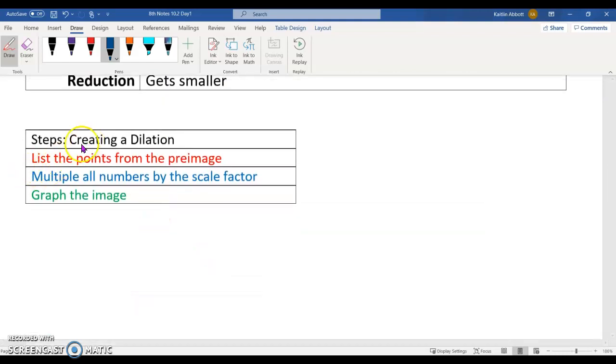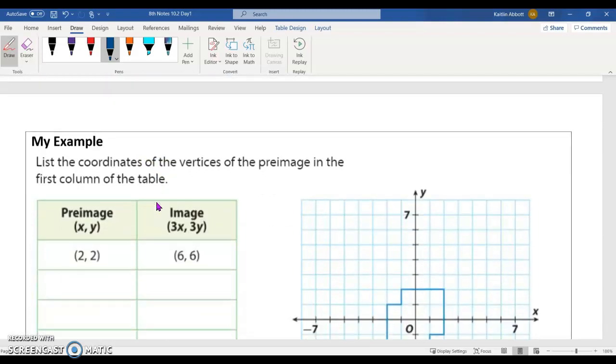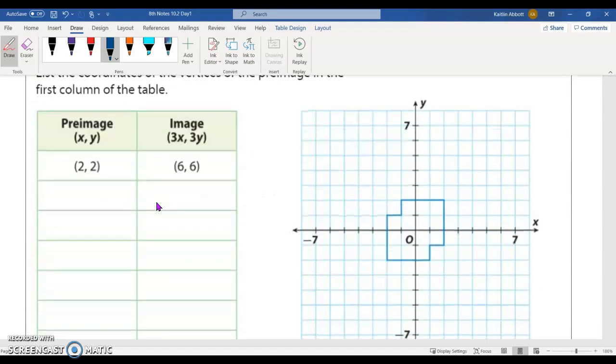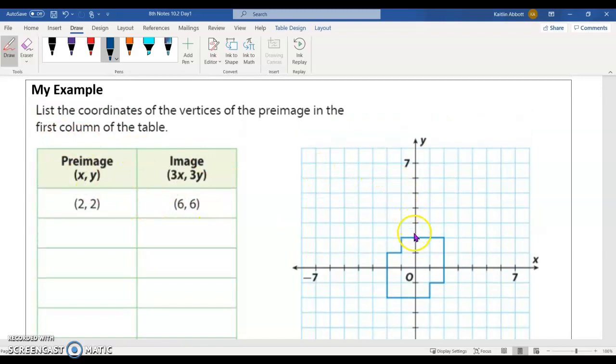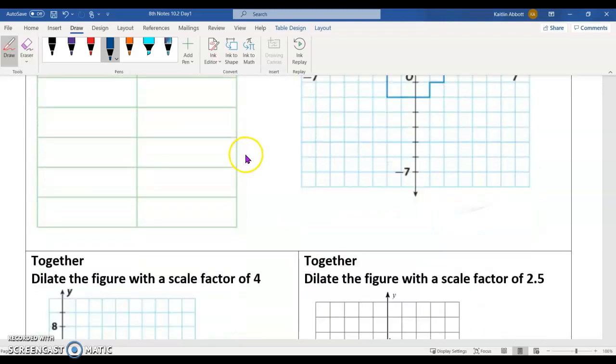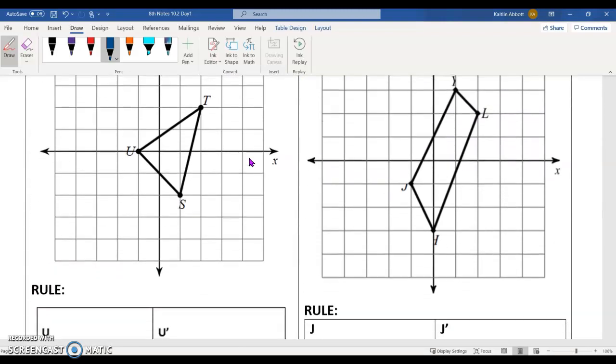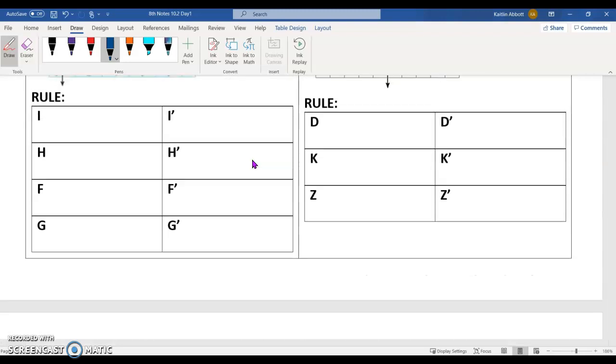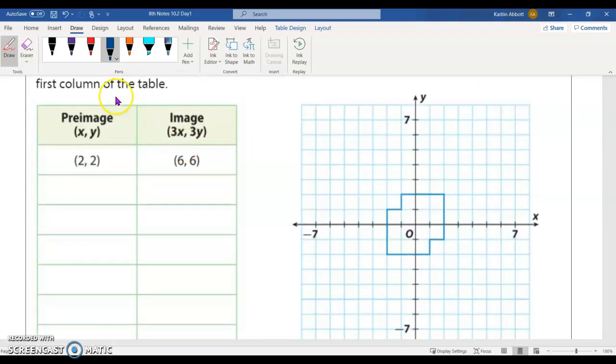So we're going to do the same thing as last week. We're going to list the points from the pre-image. We're going to multiply all the numbers by the scale factor and then graph the new image. Okay, so here is our problem. So we're going to go get all these points. I don't think we have that many points for you. Nope. So there's just a lot of points on this one just for me, just to show you what's going on.